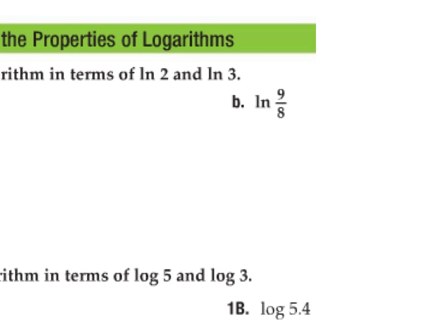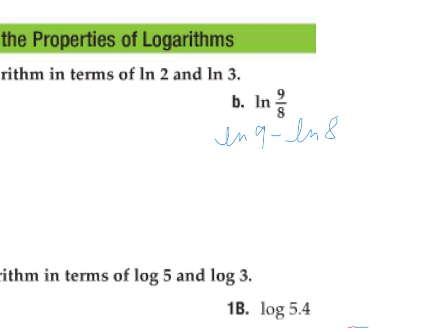Okay, in part B, I have the natural log of 9 over 8. For that one, I'm going to start out by writing my quotient. That's a quotient, so I'm going to write that as a difference and say that's the natural log of 9 minus the natural log of 8.